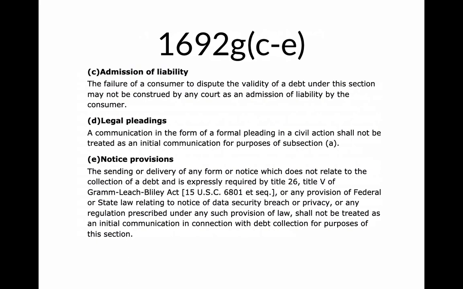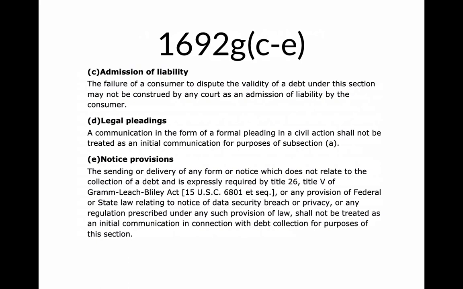So look at subsection D, legal pleadings, communication in the form of a formal pleading. That's like a lawsuit, a complaint, a statement of claim, whatever your court calls it. And a civil action shall not be treated as an initial communication. So in other words, there used to be the idea that if you get a lawsuit, that's a communication, so they've got to put the 1692g notice in there. And a lot of collectors still do that, but that's not required. This now makes it clear that that is not a requirement.